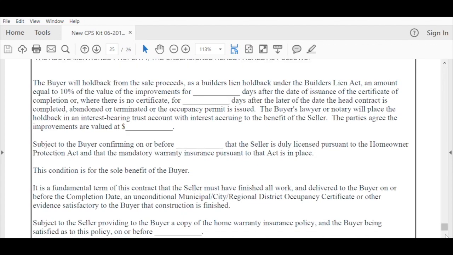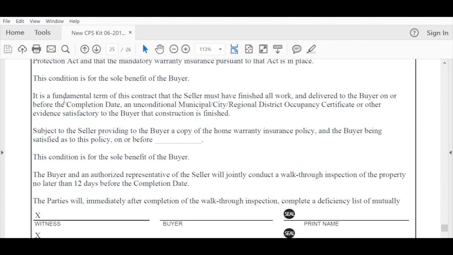Coming down, this is a fundamental term of this contract. The seller must have finished all work and delivered to the buyer on or before the completion date an unconditional municipal, city, or regional district occupancy certificate or other evidence satisfactory to the buyer that construction is finished. Also subject to the seller providing to the buyer a copy of the home warranty insurance policy and the buyer being satisfied with this policy on or before any date. This condition is for the sole benefit of the buyer.